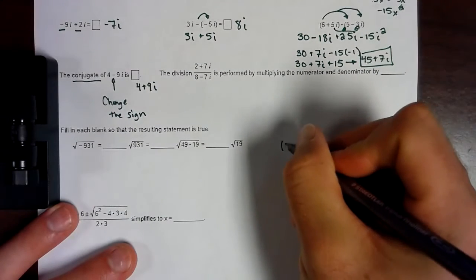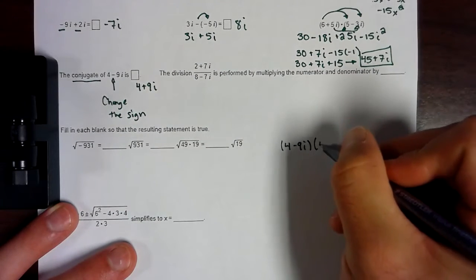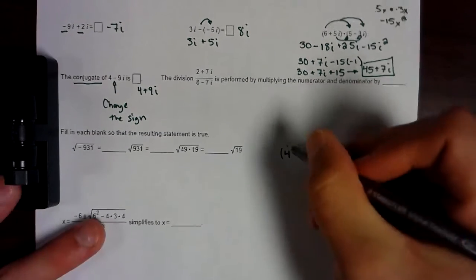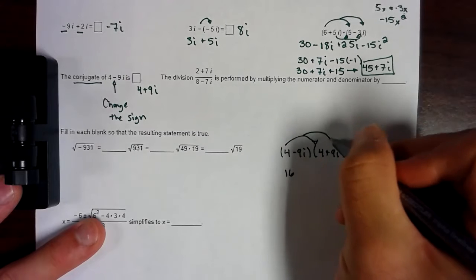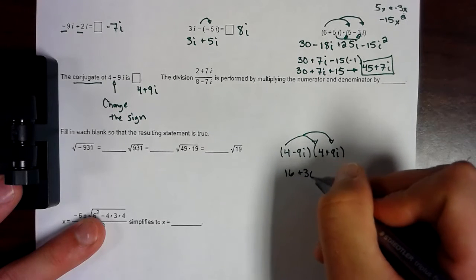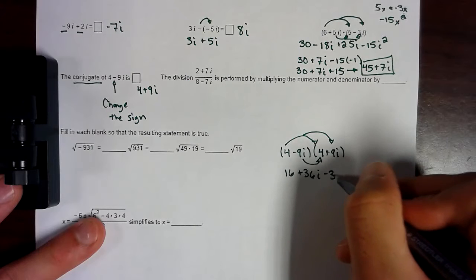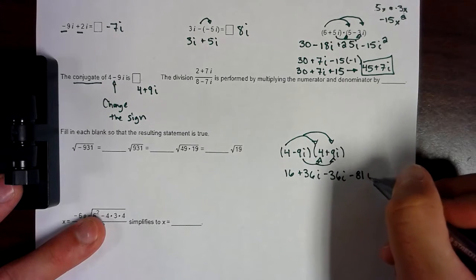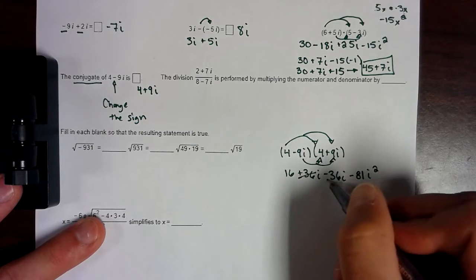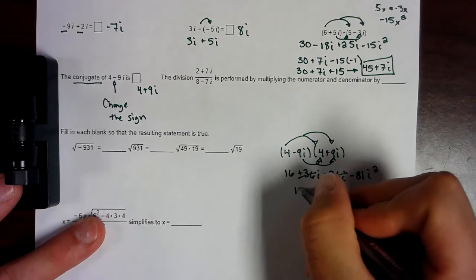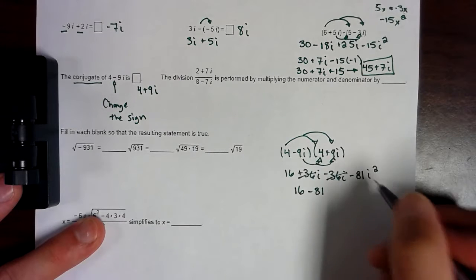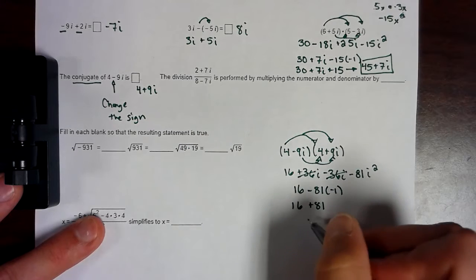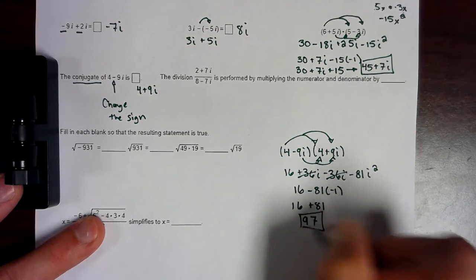So if I were to do 4 minus 9i times 4 plus 9i, we're not going to have any imaginary units at all. And let's look at that. So 4 times 4, that's 16. 4 times 9i, that's 36i. Negative 9i times 4 is negative 36i. And then negative 9 times 9 is negative 81 times i squared. Well, 36i minus 36i disappear. Then I have 16 minus 81 times i squared, which is negative 1. So 16 plus 81, and this would be 97. So that's what the conjugate does.